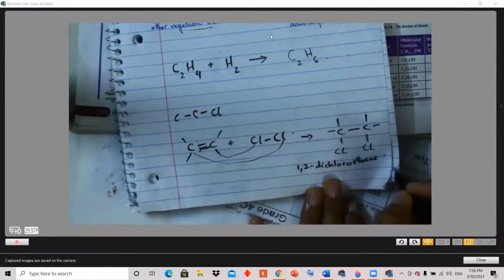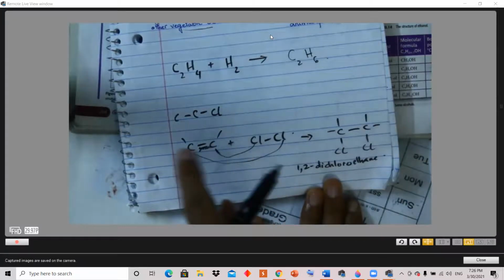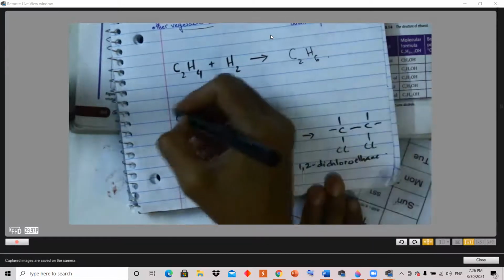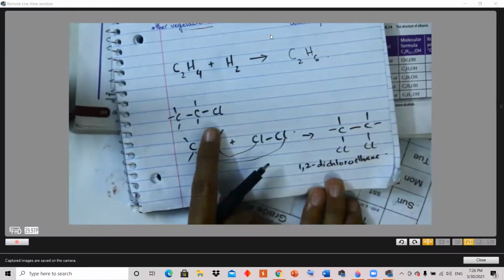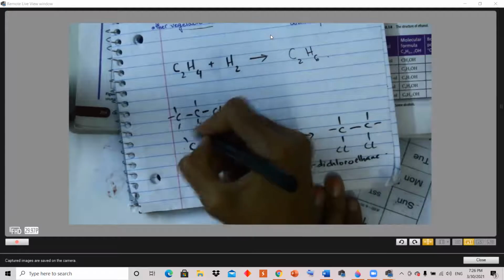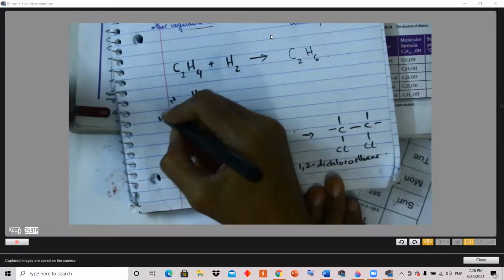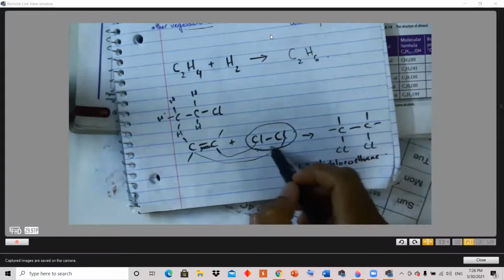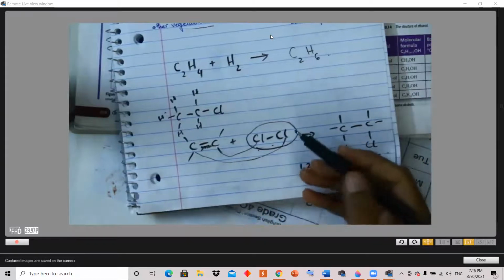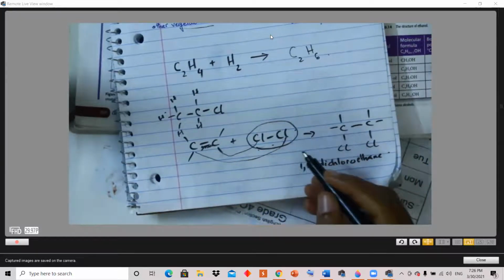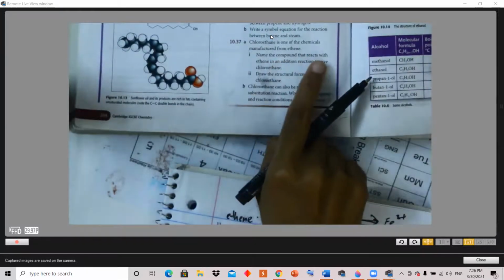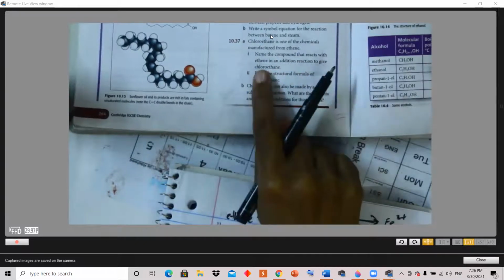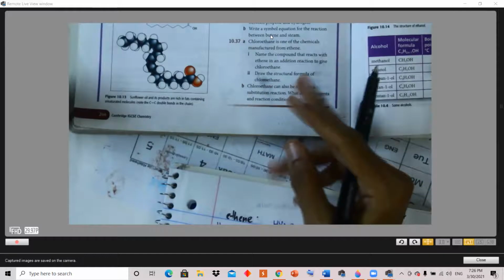1,2-dichloroethane. This is what we are going to get. But the product they said we have is chloroethane, only one chlorine, and the rest are hydrogen. They are asking what compound can react. This is not a compound, this is an element. You know the difference between a compound and an element, right? The question said, name the compound that reacts with ethene in an addition reaction to give chloroethane. Compound means composed of two different types of atoms.